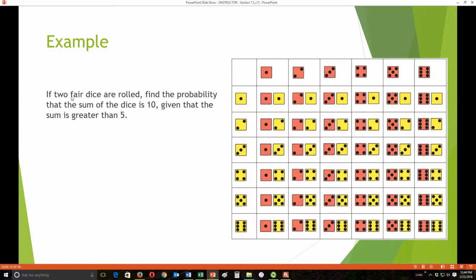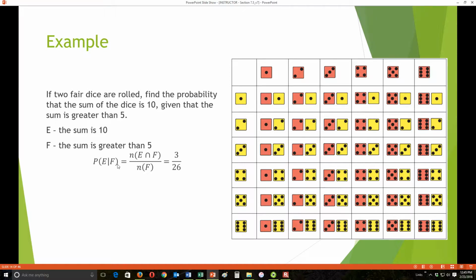Let's continue with this. If two fair dice are rolled, find the probability that the sum of the dice is 10, given that the sum is greater than 5. Well, E is the sum is 10, F is the sum is greater than 5. If we just use our counts, the sum is 10 is our diagonal, these 3. The sum is greater than 5 means the sum could be 6, which is these 5, or 7, which is these 6, or 8, which is these 5, 9, which is these 4, 10, which is these 3, 11, these 2, and 12, this 1. So there's 26 ways for the sum to be greater than 5.